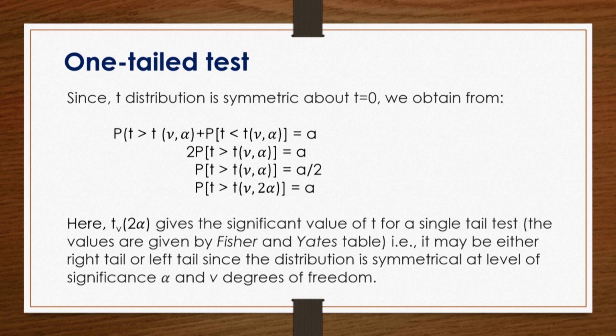The values are given by the Fisher and Yates table, that is, it may be either right tail or left tail, since the distribution is symmetrical at level of significance of alpha and nu degrees of freedom. The level of significance may be 5% or 1%, which may be decided by the researcher.